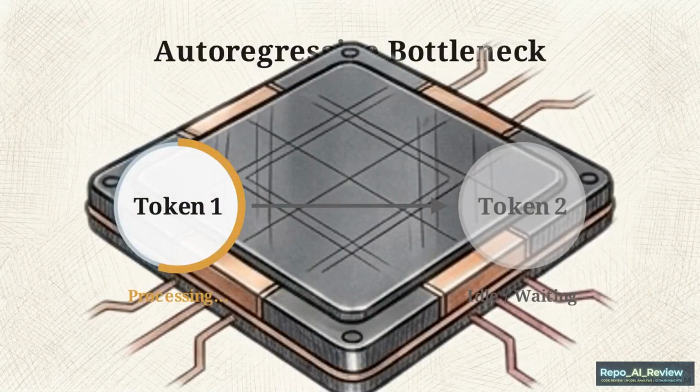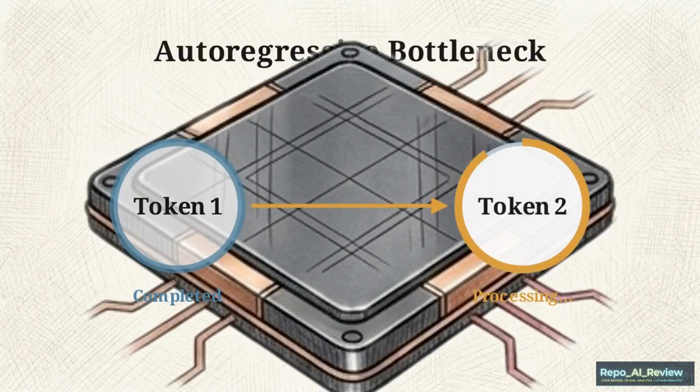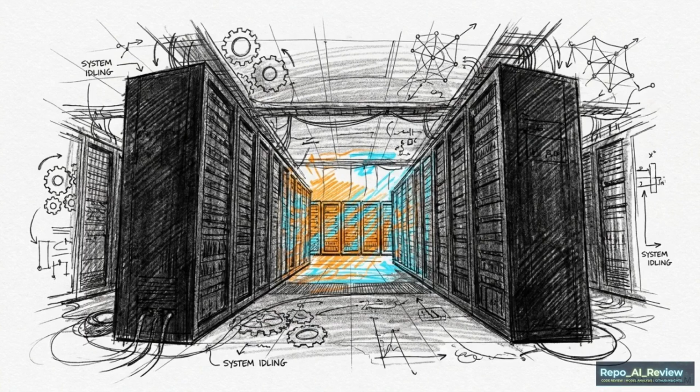Because the model must wait for the current token to finish before starting the next, even the most massive GPU clusters spend a majority of their time idling during generation. The power is there, but the sequence locks it out.